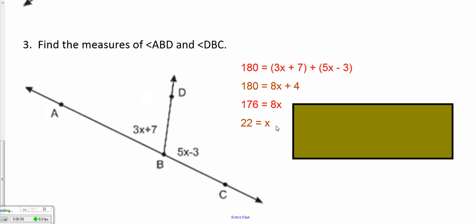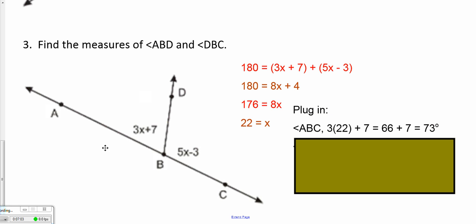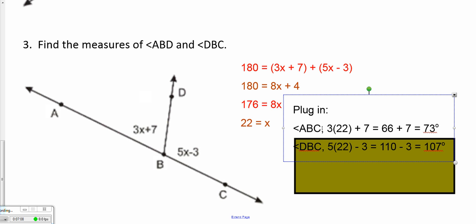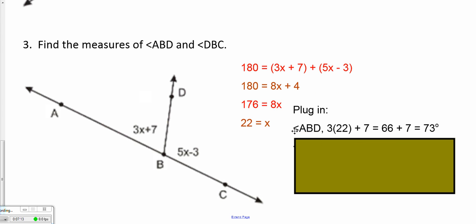We know that x is 22. We just have to plug it in. So, looking at this, should be ABD. For angle ABD, 3 times x, which is 22, plus 7. 3 times 22 is 66, plus the 7. 66 plus 7 is 73 degrees. So we know that this whole angle is 73 degrees.